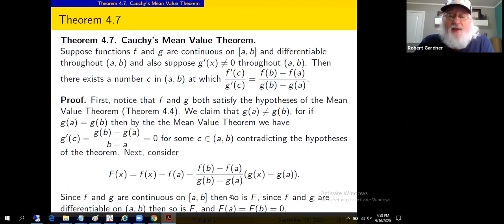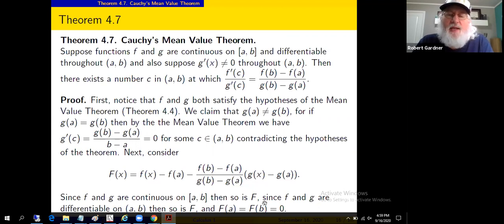Also, capital F of A equals capital F of B equals 0. Let's check that out. Plug in A for x. If I plug in A for x, we'll have f of A minus f of A. That'll be gone. And we'll have g of A minus g of A, so that'll be 0, and that'll be gone as well. Indeed, we get capital F of A is 0 minus 0, which is 0.